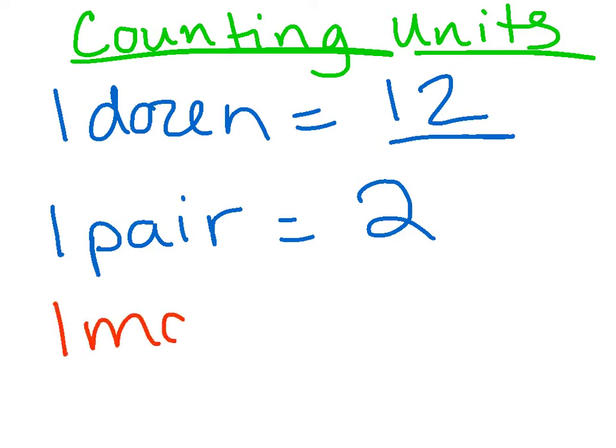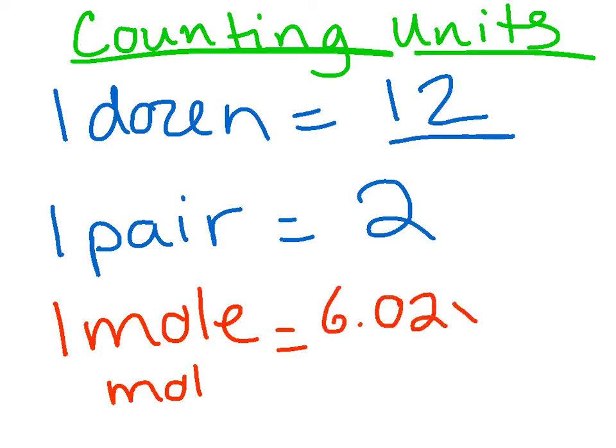If we have 1 mole of something, and the abbreviation you're going to see for mole is MOL, if we have 1 mole, we have 6.02 times 10 to the 23rd, no matter what it is. If we're talking about atoms or molecules or paper clips or anything, okay, 6.02 times 10 to the 23rd. So that's the number that is equal to 1 mole.